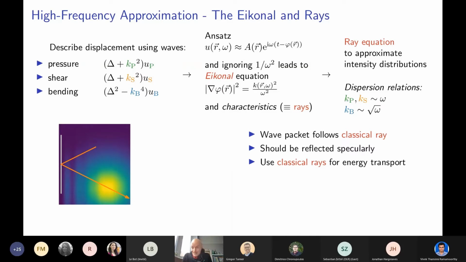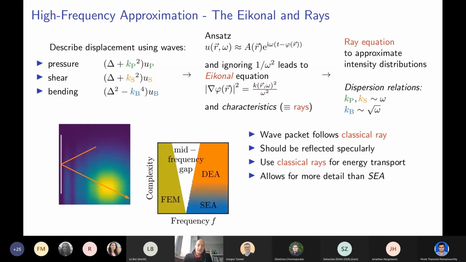So classical rays are what we are using for the energy transport. Now, where does this put us with respect to statistical energy analysis and finite element methods? This is a plot we have now seen a few times already, yesterday from Alain, today from Jonathan. There's a frequency axis, and for small frequencies, there are, for example, finite element methods you can use in order to describe your problem.